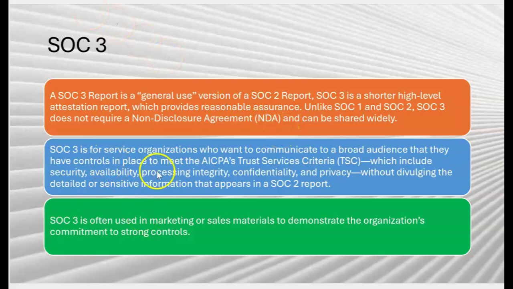So SOC 3 is for service organizations who want to communicate to a broad audience that they have controls in place to meet the AICPA's trust services criteria, which include, as we recall, security, availability, processing integrity, confidentiality, and privacy. But a SOC 3 can be issued without divulging the detailed or sensitive information that appears in a SOC 2. And for that reason, SOC 3 is often used in marketing or sales materials to demonstrate an organization's commitment to strong controls without having to worry about divulging detailed or sensitive information.